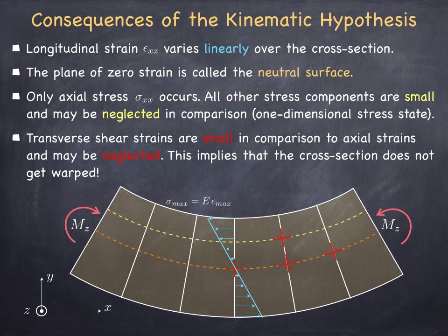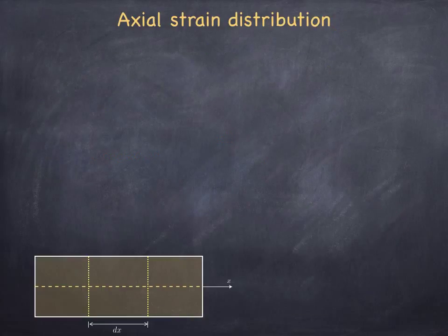So from this qualitative or somewhat quantitative information, we should be able to obtain some relationships between stresses and strains, as well as deformations of the beam. So let's take a closer look at the axial strain distribution. Here is the segment of a beam before the deformation. The neutral plane is marked with a dashed orange line.